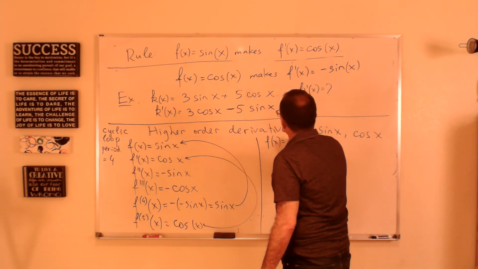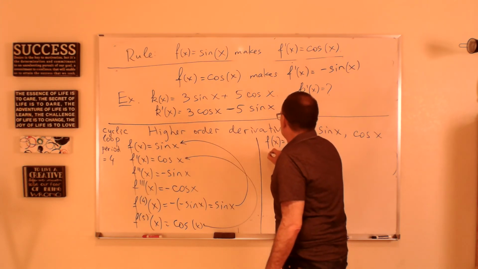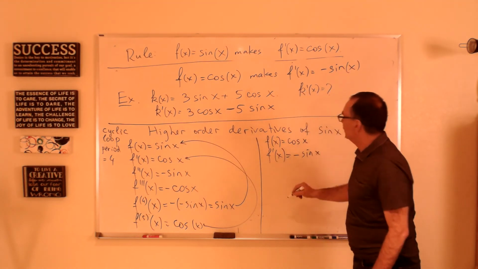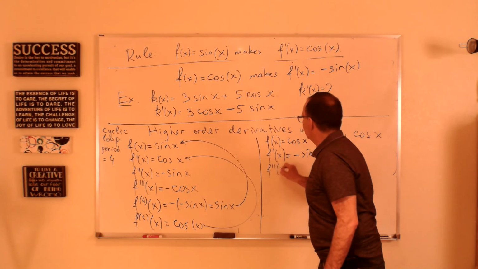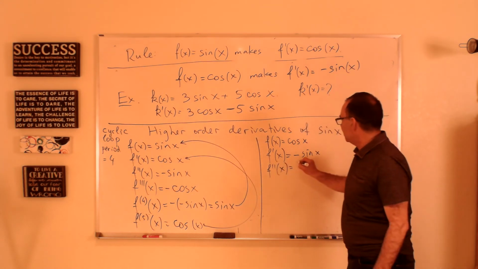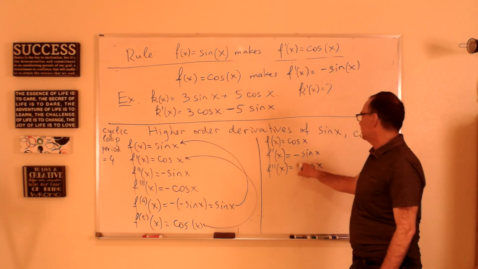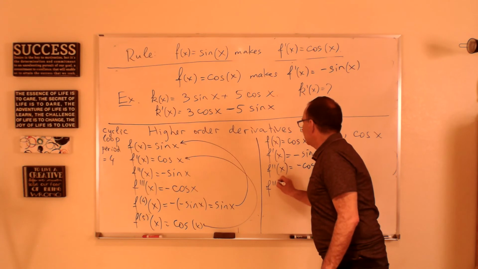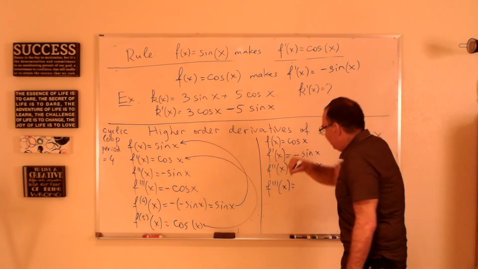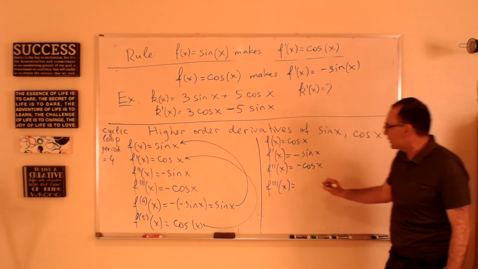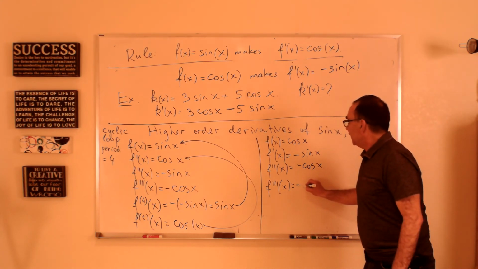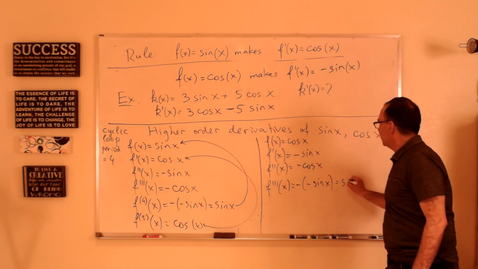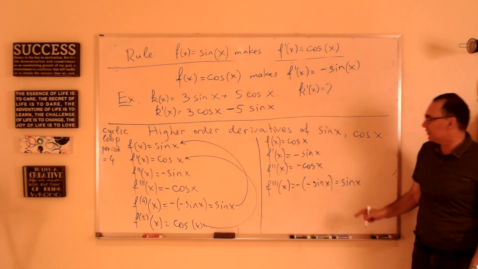For example, start with cosine x. Then the derivative of cosine x we know is negative sine x. The second order derivative is derivative of negative sine, so it will be negative cosine x, because negative stays and then derivative of sine is cosine x. The third order derivative is derivative of negative cosine x, and this is negative, and derivative of cosine is negative sine. So it's actually sine x. Negative sine is just sine x.